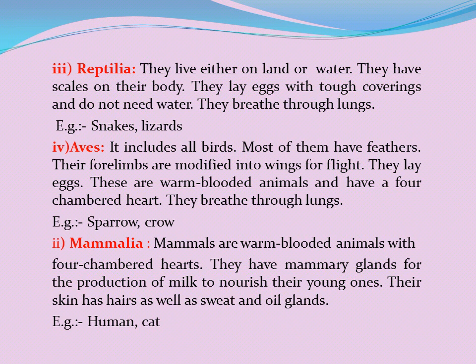5. Mammalia. Mammals are warm-blooded animals with 4-chambered hearts. They have mammary glands for the production of milk to nourish their young ones. Their skin has hairs as well as sweat and oil glands. Example: human, cat.